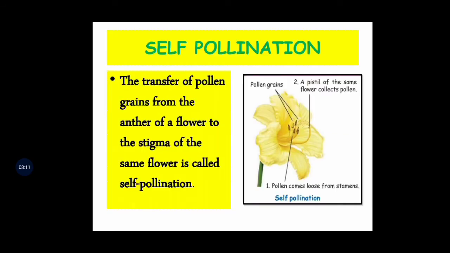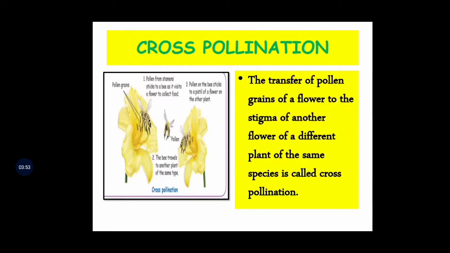Once again, I'll tell you what self-pollination is. Self-pollination, as I told you already, takes place in bisexual flowers. Bisexual flowers contain both androecium as well as gynoecium. So, the transfer of pollen grains from the anther, that is the male reproductive part of the flower, to the female reproductive part, the stigma, of the same flower is called self-pollination.